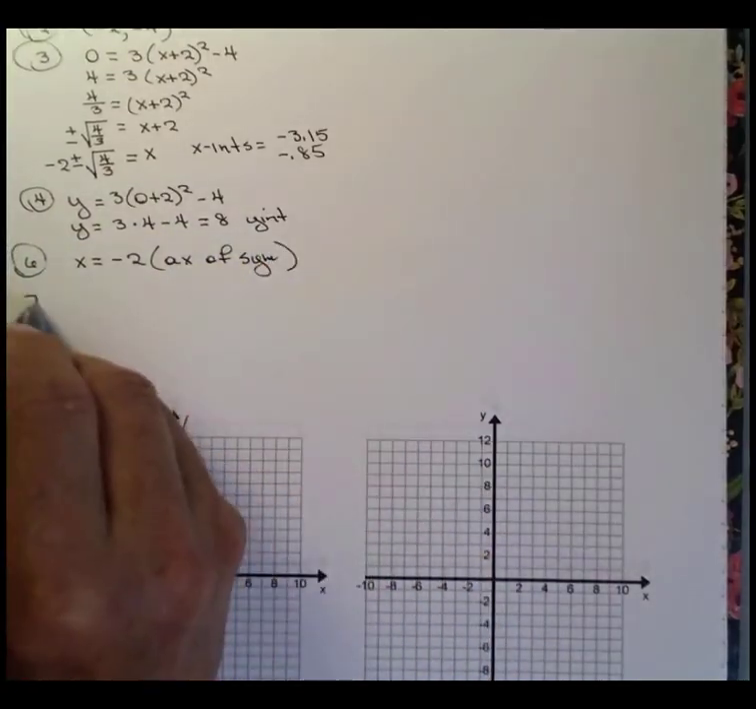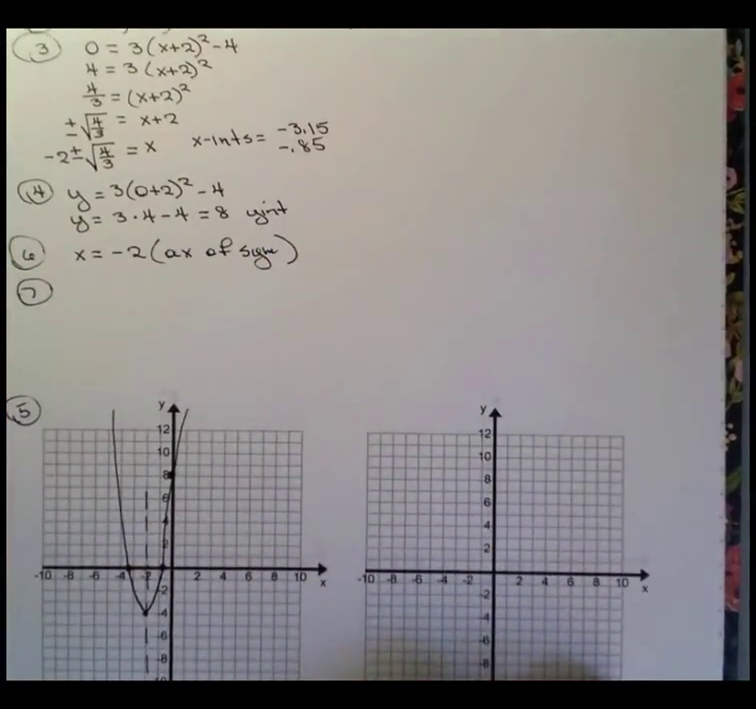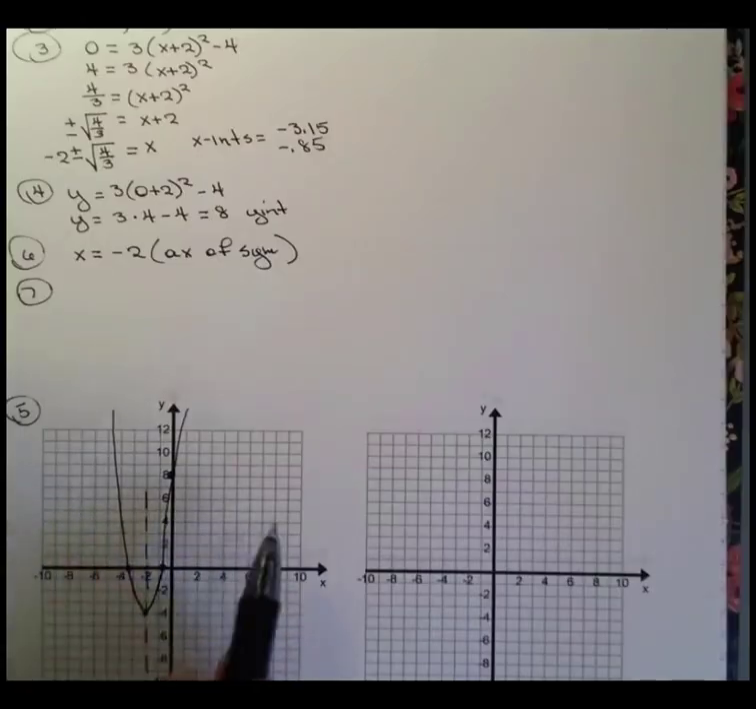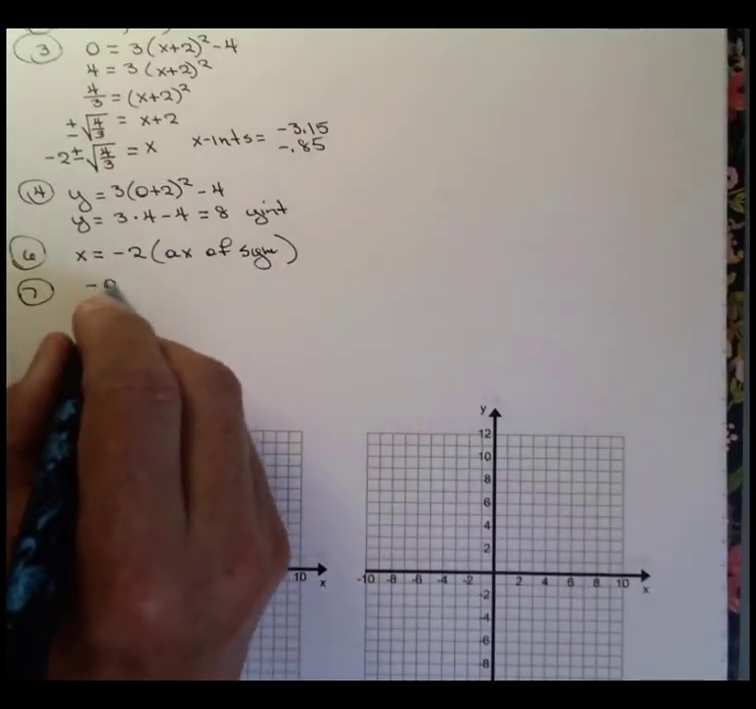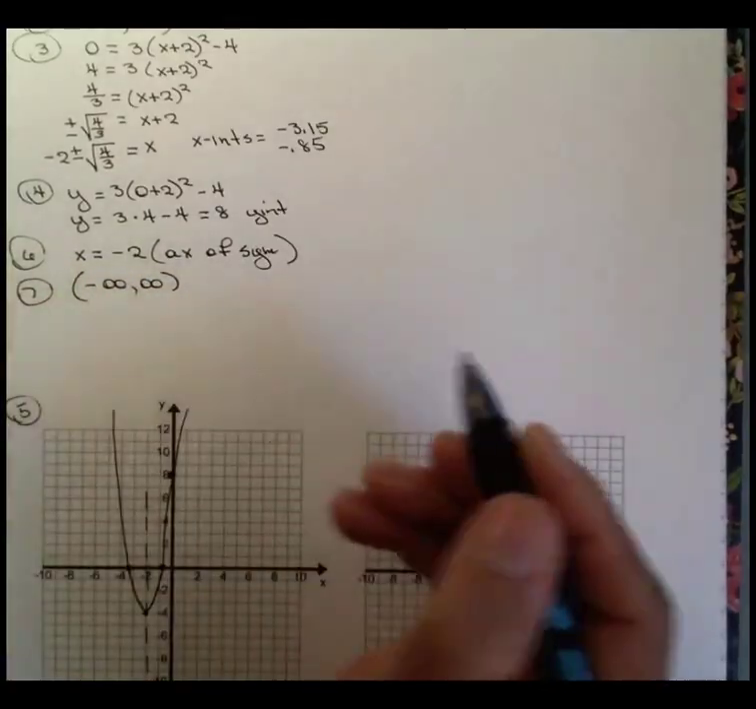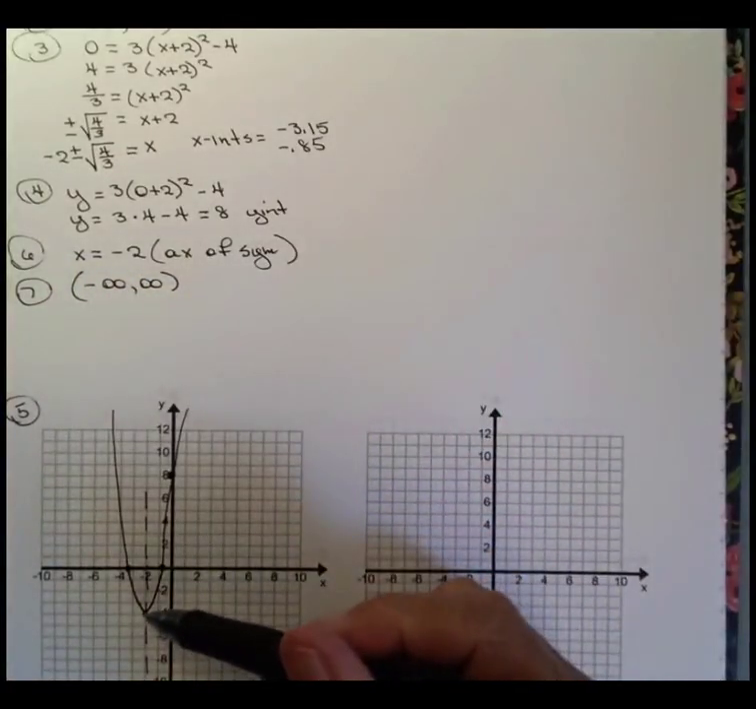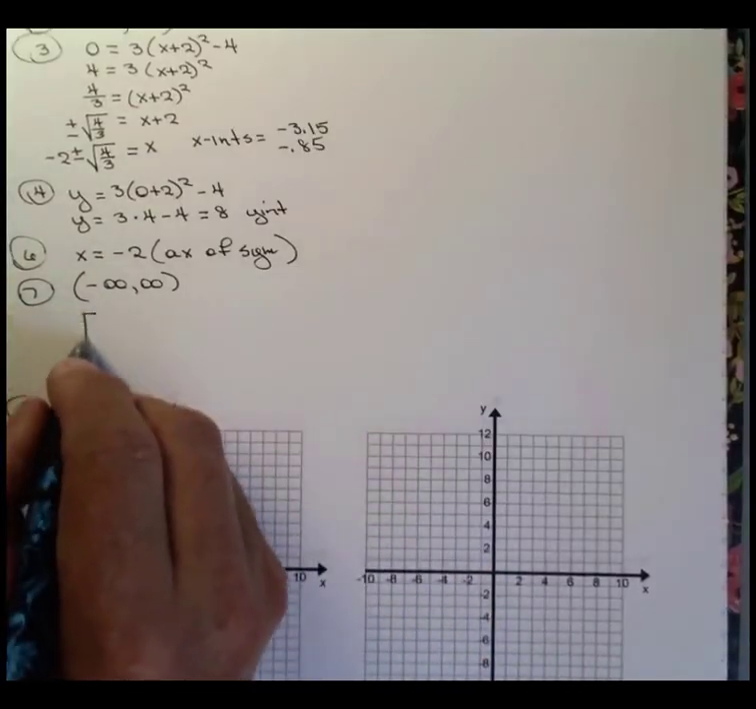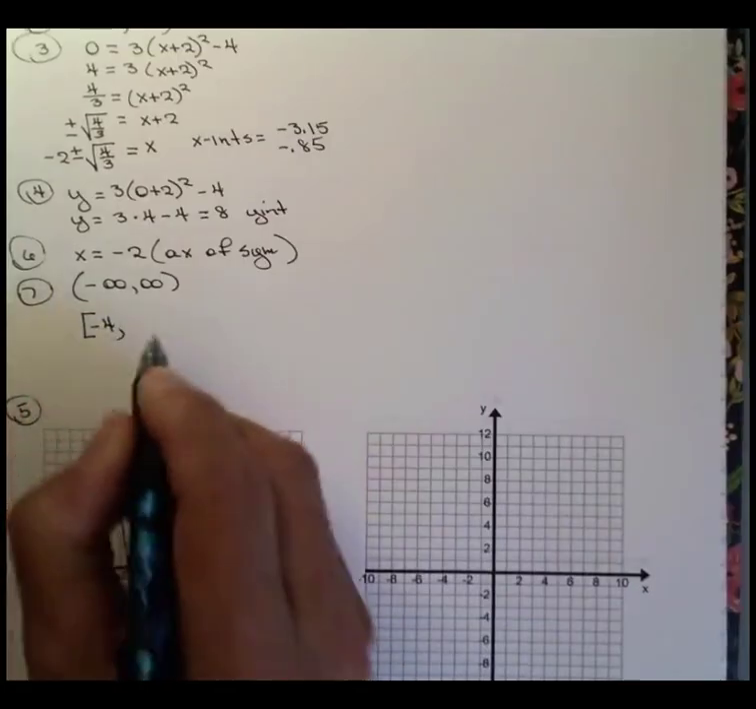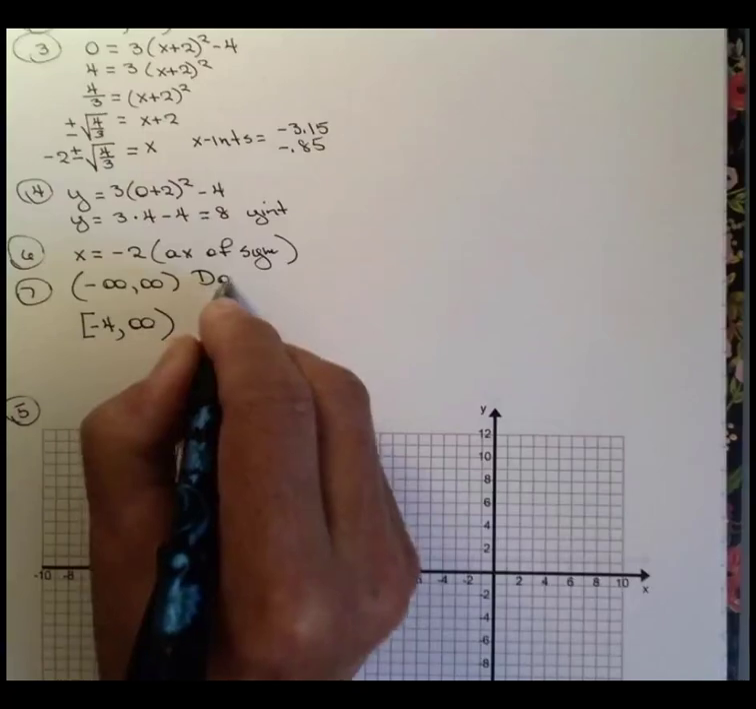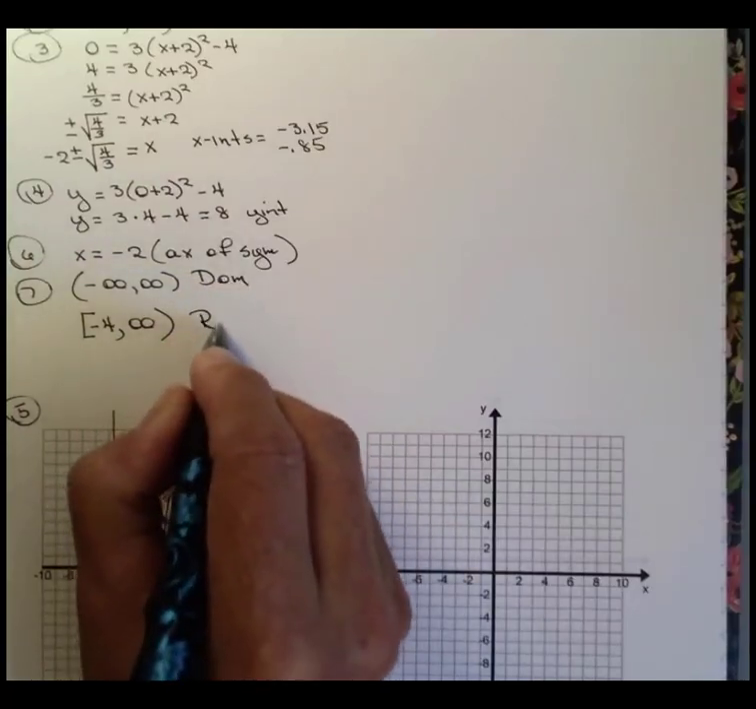Okay, number 7 says identify the range and the domain. Well, for all normal quadratics, your domain is going to be all real numbers, or negative infinity to positive infinity, and this one is no different. What about the range? The range says what's the lowest value it can possibly be, and it goes down to -4. And then it goes all the way up to positive infinity. So this is my domain, this is my range.